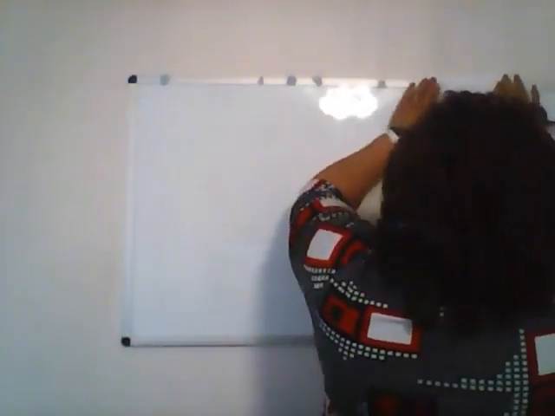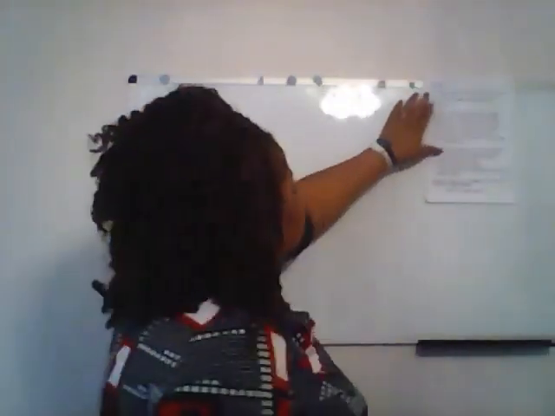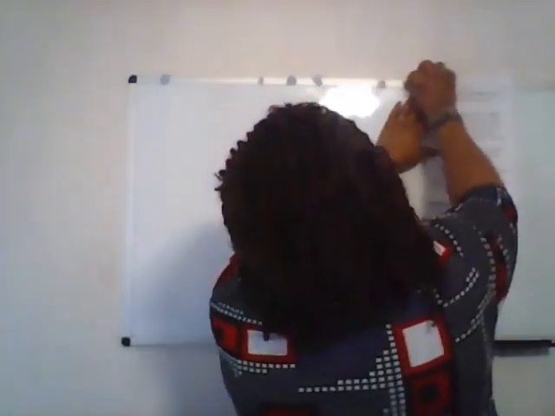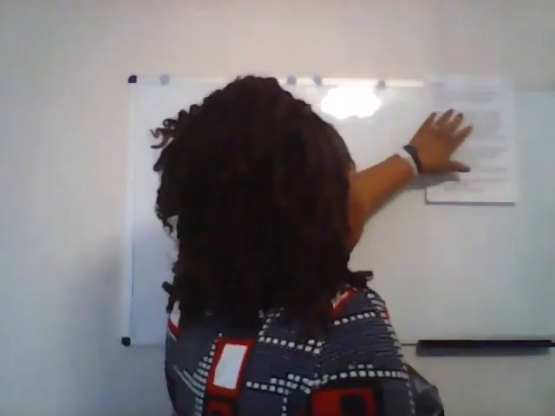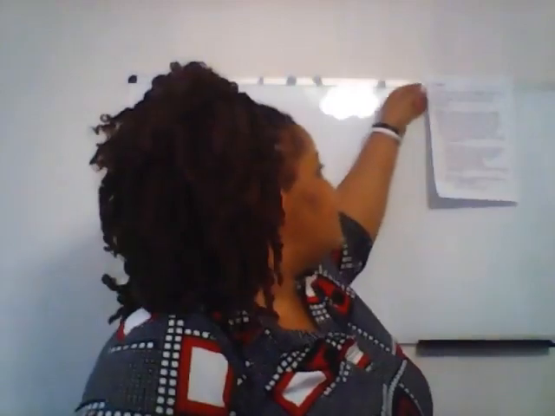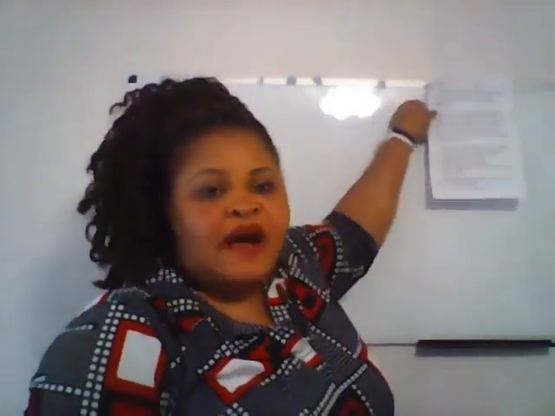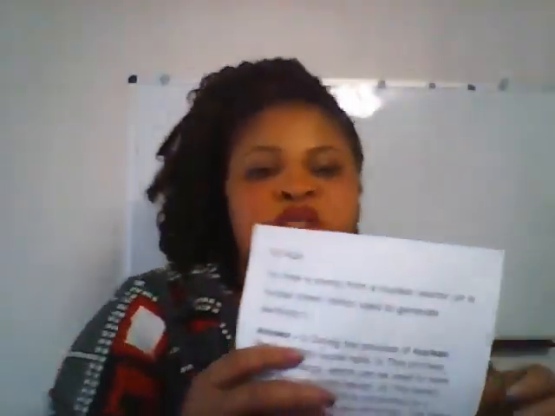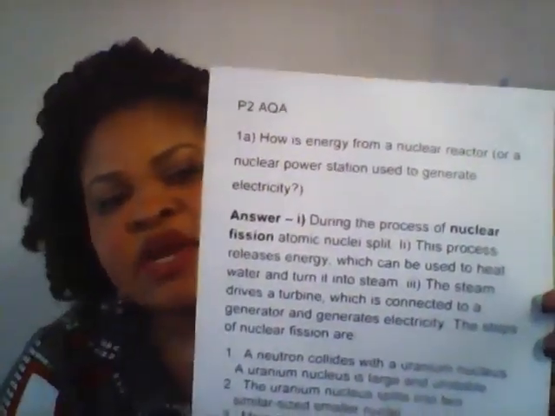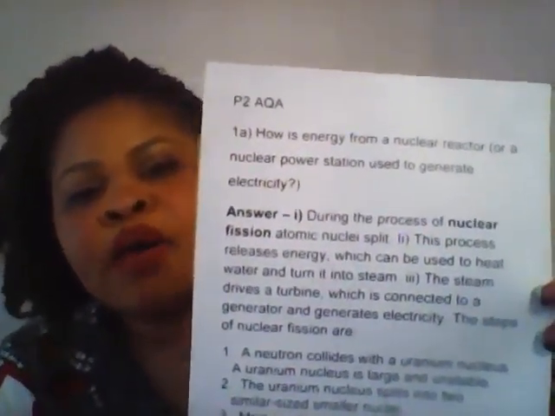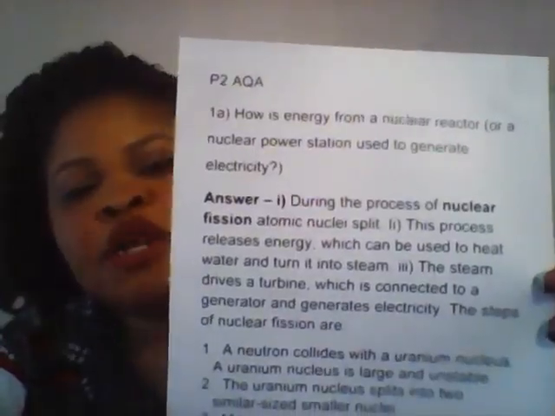So this one is about nuclear reactors. It says, how is energy from a nuclear reactor used in a power station to generate electricity? There are different types of power stations. We have the nuclear one. So if I put this here, you can see this question, and I'm going to explain. These are the steps that you need to remember.